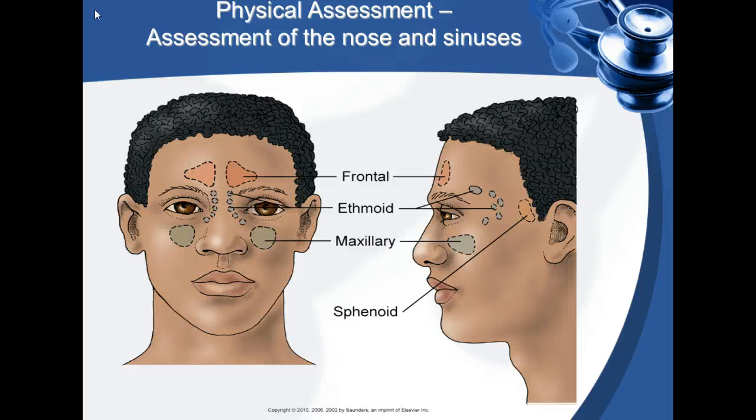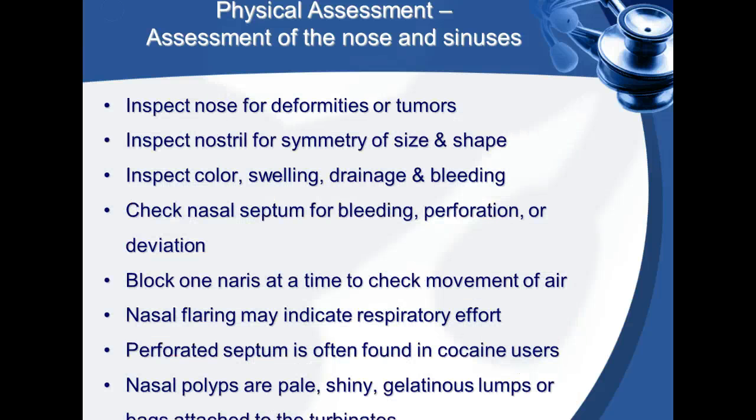Here is basically a physical assessment of the nose and sinuses. You have the frontal, the ethmoid, the maxillary, and the sphenoid. If you want to use the correct terminology, I employ you to look at where the arrows are pointing and use that terminology. So we're going to talk about assessing the physical assessment of the nose and the sinuses.